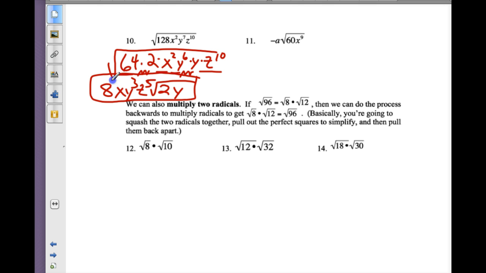I think the x and the z to the 5th have absolute value symbols around them because they were evens that came out as odds. The x and the z to the 5th have to have absolute value symbols around them. And the y in the middle?